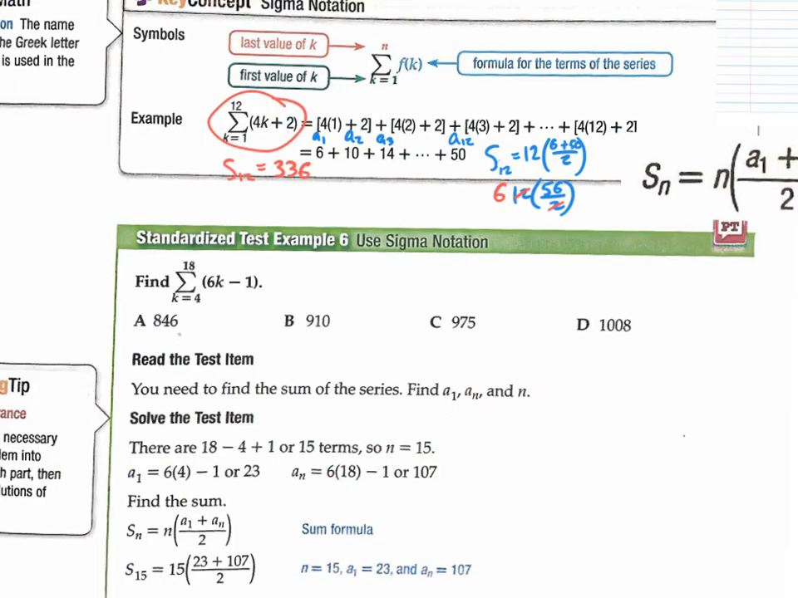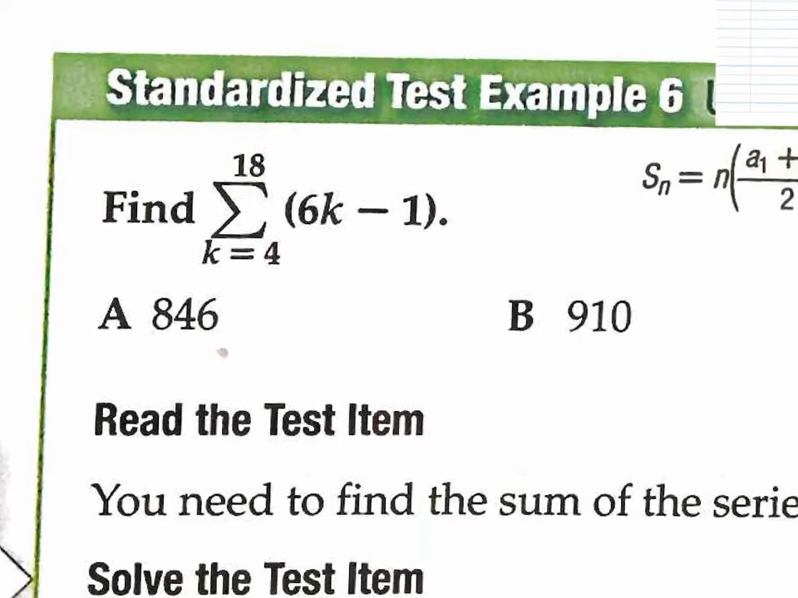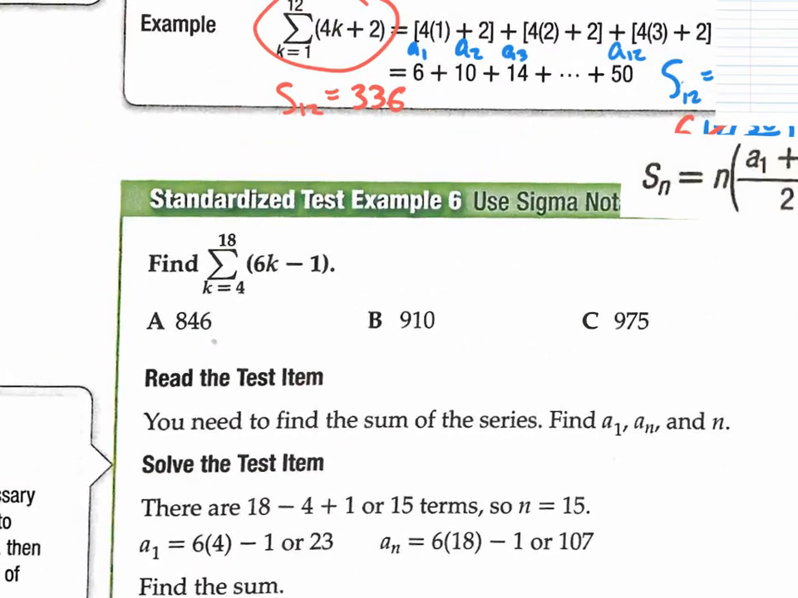Let me show you. So here we are on example number 6 in the book. It says to find the summation, from 4 instead of 1, in the sigma notation, the summation from 4 to 18, where your formula is 6k minus 1. Okay, so this gets a little confusing. If you read the book on how they tell you to do this, it says you need to find the sum of the series. So find a sub 1, find a sub n, and find n. Now, it says there are 18 minus 4 plus 1, or 15 terms. Now, a lot of people are going to freak out right here. What do they mean by 18 minus 4 plus 1?